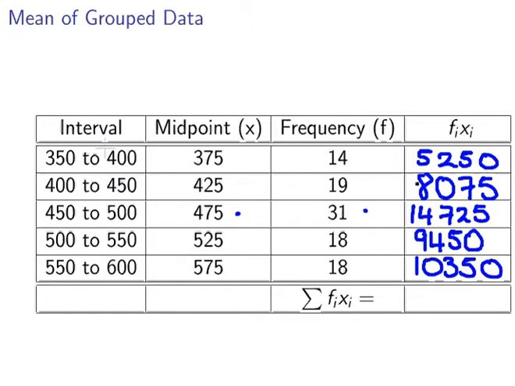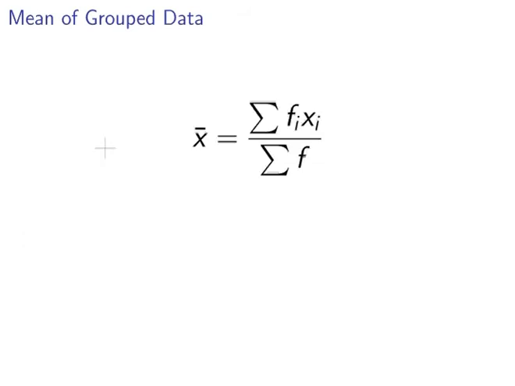The next thing we're going to do is add up all of these values in this column. So 5250 plus 8075 plus 14725, and so on. And what we get is a sum total of 47850. Now you might notice that that is the summation of each of those products. That is actually the top part of the formula that we're working with, and earlier on we found the bottom part of that formula. So we're pretty close to the finish here.